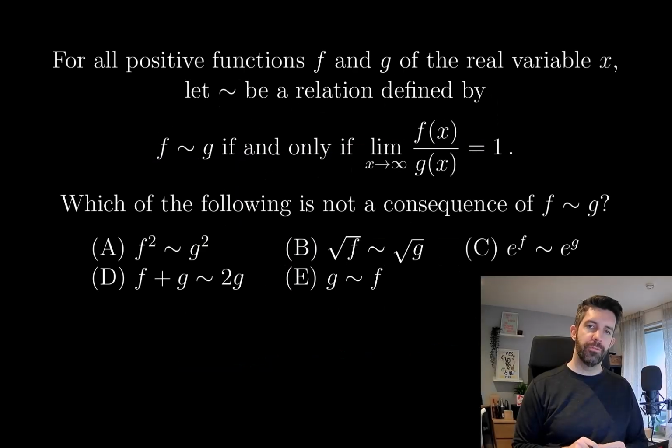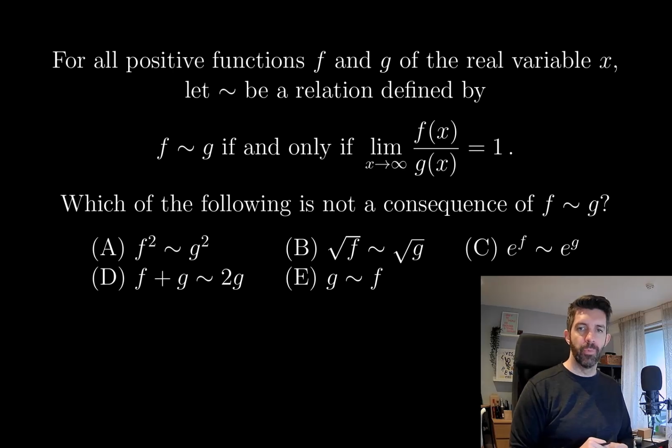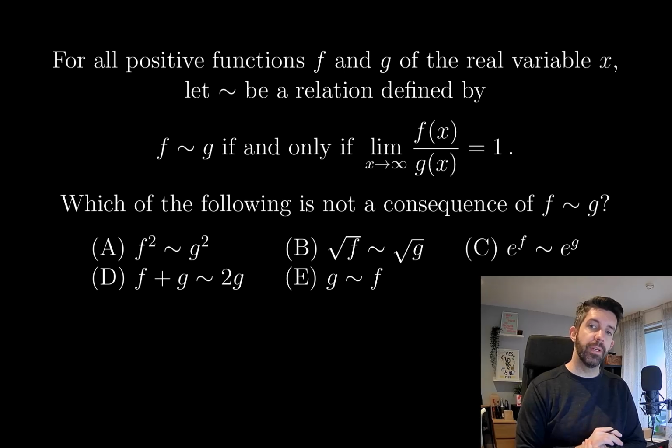For all positive functions f and g of the real variable x, let tilde be a relation defined by, well, I'll call this equivalent. F is equivalent to g if and only if the limit as x approaches infinity of f of x over g of x is equal to 1. Which of the following is not a consequence of f equivalent to g?